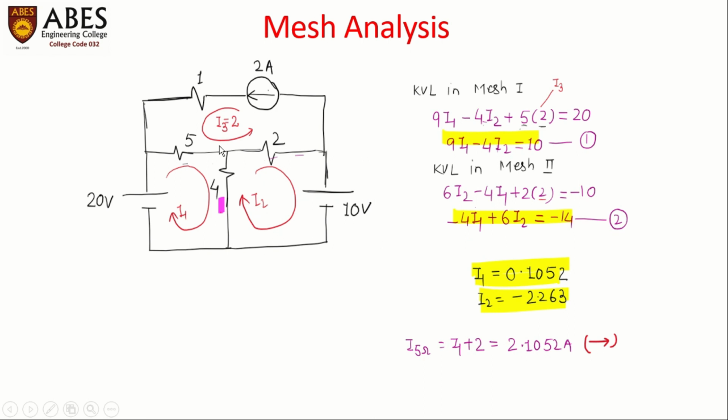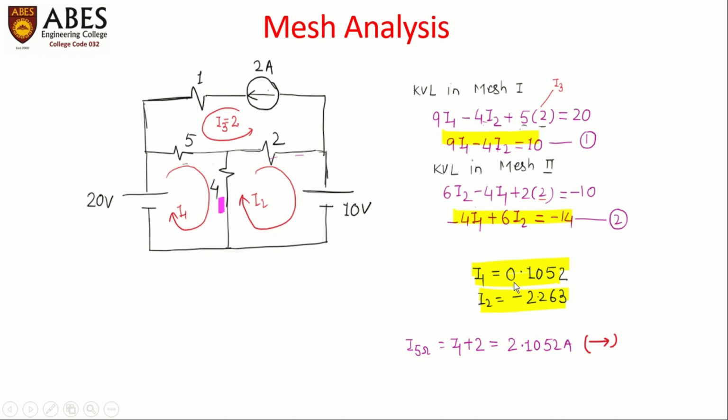Now in mesh 3, we will not apply KVL because we already know the value of current in this particular mesh. We will solve these equations for finding the unknown variables. There are two unknown variables. First one is I1 and second one is I2. For finding the value of I1 and I2, we require two equations. Now these two equations are 9I1 minus 4I2 is equal to 10 and the second one is minus 4I1 plus 6I2 is equal to minus 14. After solving these equations, we will get the value of I1 and I2.